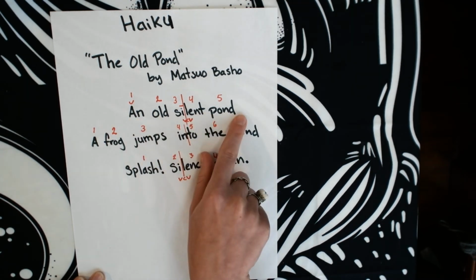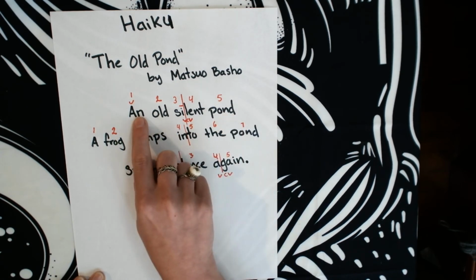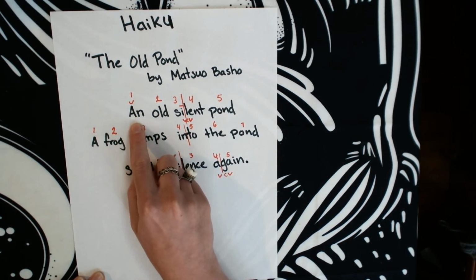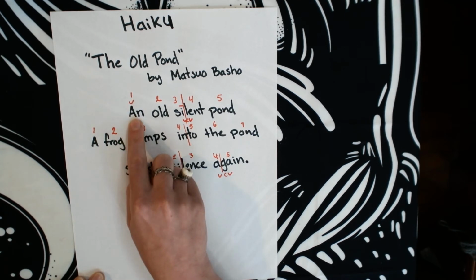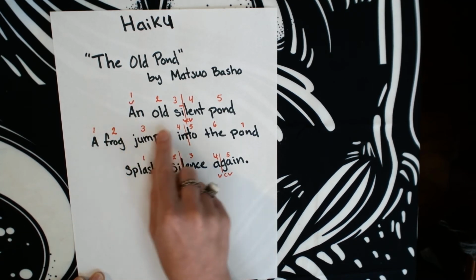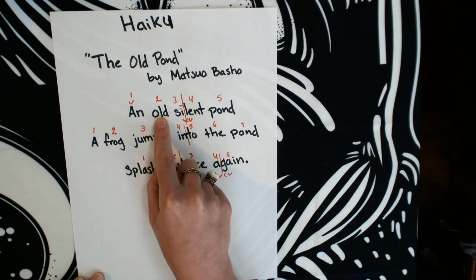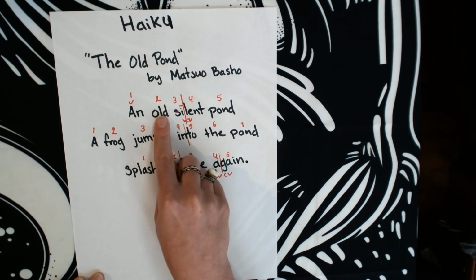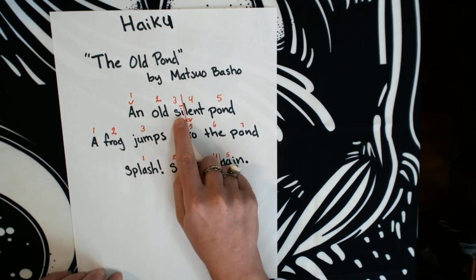Looking at these words, let's go through them together. An, I have 1 vowel. That's the glued sound, an. That is 1 syllable. 1 vowel, 1 syllable. Old, also a glued sound. 1 vowel, 1 syllable. 2 syllables in total so far.